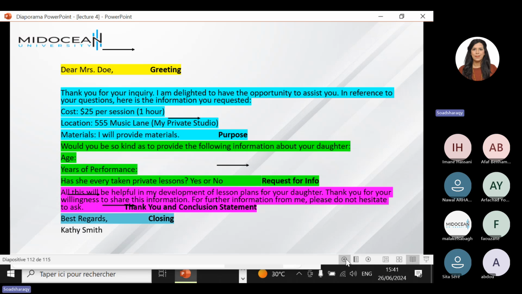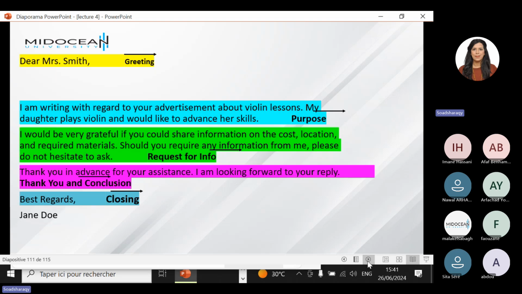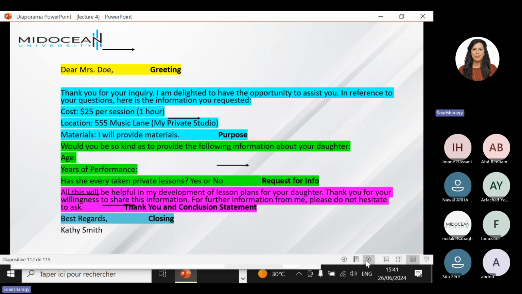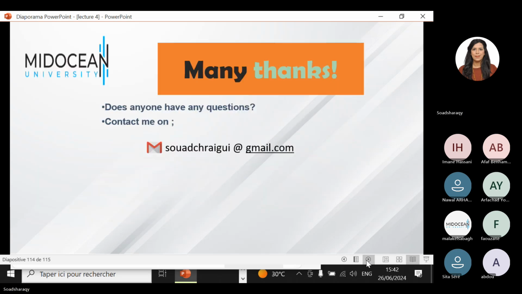So these are the different steps that you should learn when writing a letter or a formal email. Okay, so this is the end of today's lecture. Now it's question time, so please prepare your questions. Does anyone have any questions?